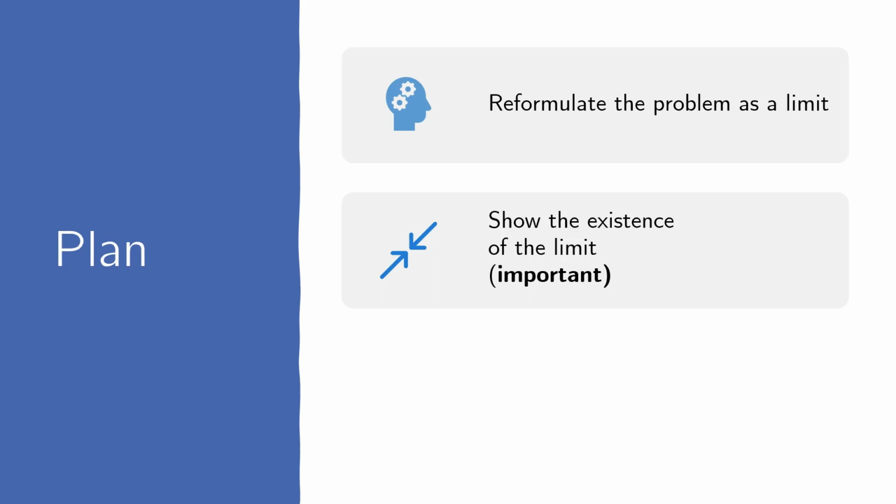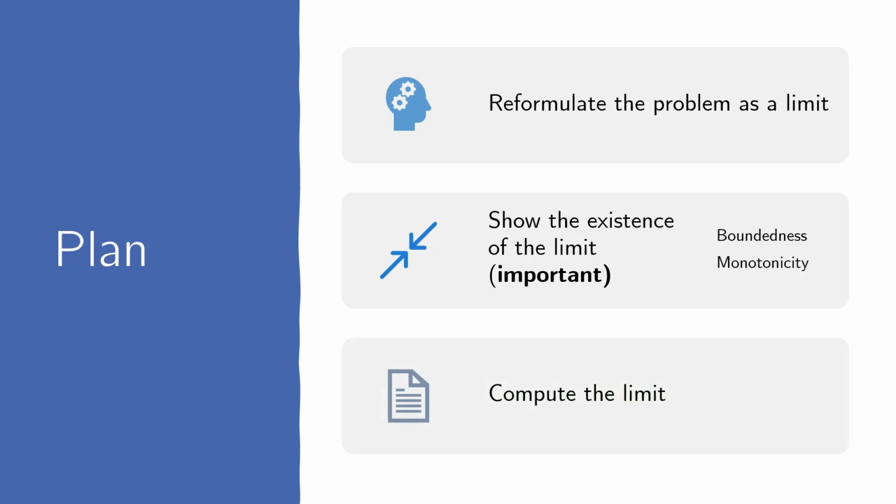And the way we do that is we're going to show that the sequence we're looking at is bounded and that it is monotonic. We are guaranteed that the limit of that sequence exists if that sequence is both bounded and monotonic. Lastly, we're just going to compute the limit when we're satisfied that it exists.